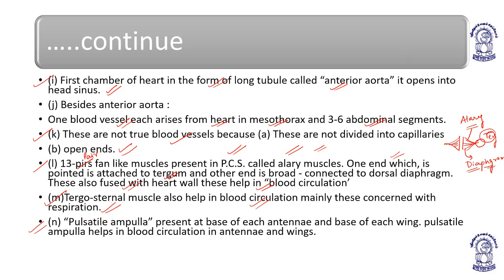Then there is a pulsatile ampulla which is present at the base of each antenna and the base of each wing. The pulsatile ampulla helps in blood circulation in the antennae and wings.